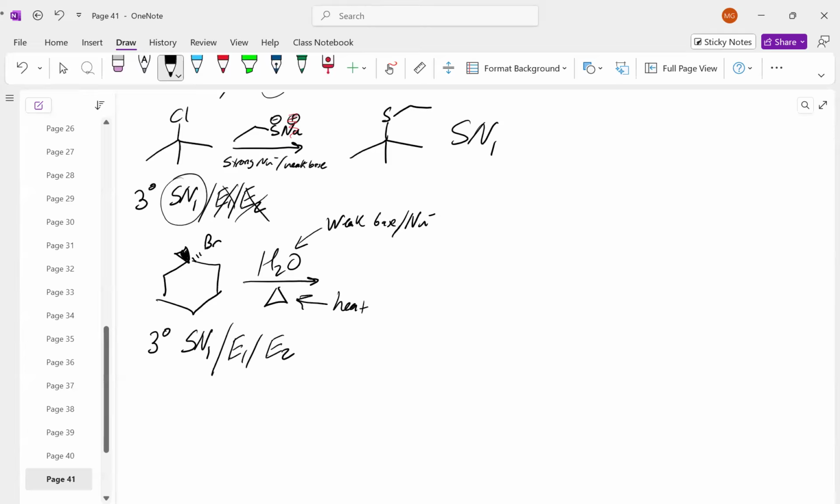So this is going to eliminate E2. E2 requires strong bases. Now, a weak base or weak nucleophile could favor SN1 or E1, and this is where the heat plays a role. The heat is going to favor E1.